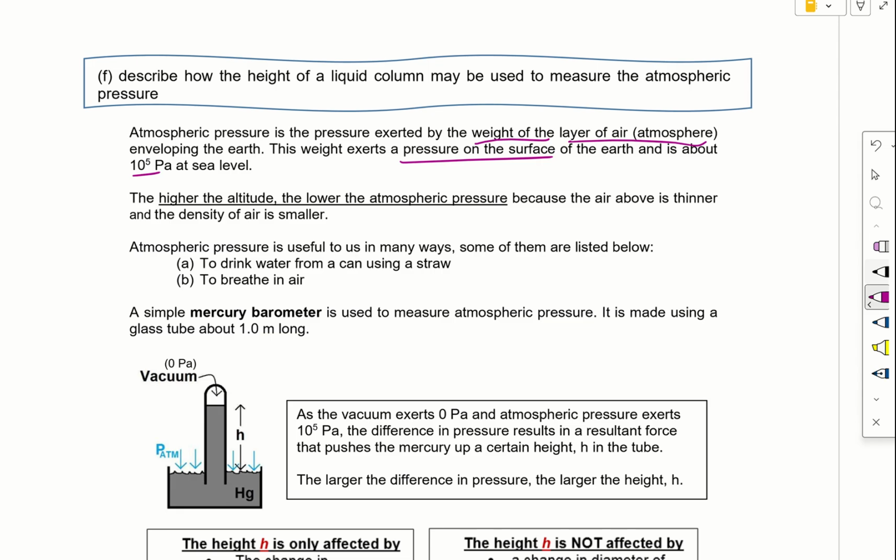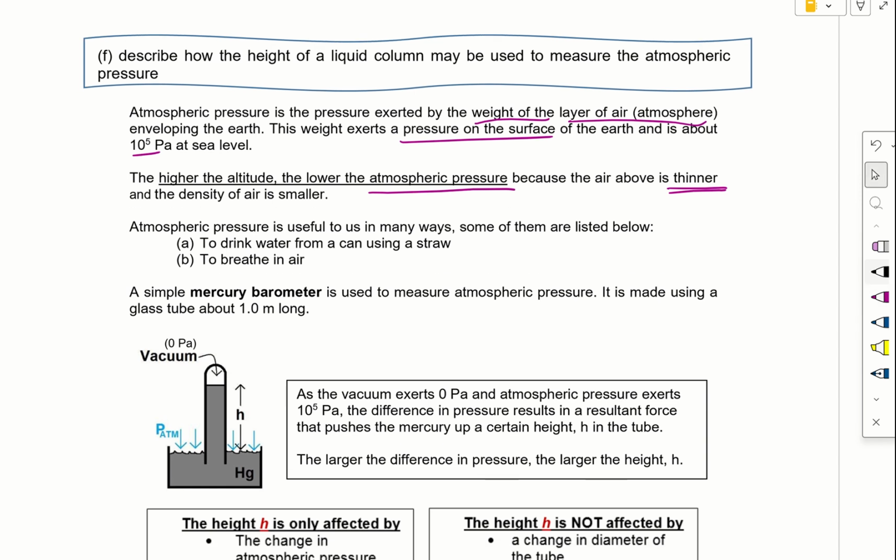Now, do you need to memorize that atmospheric pressure is 10 to the power of 5? You don't need to, but it is useful if you know. Okay, so the higher the altitude, the lower the atmospheric pressure, because the air above is thinner, is less dense, so the weight that they exert per unit area is lesser, so the atmospheric pressure is lesser.